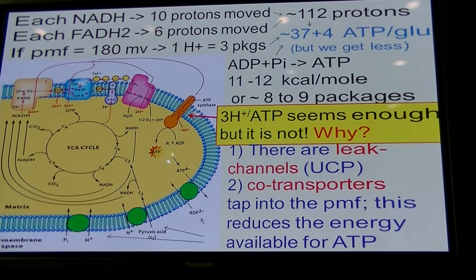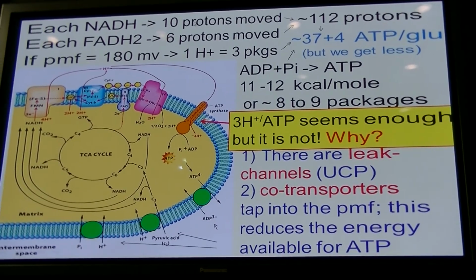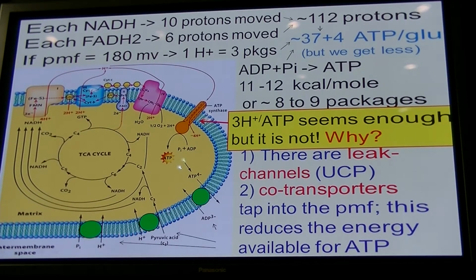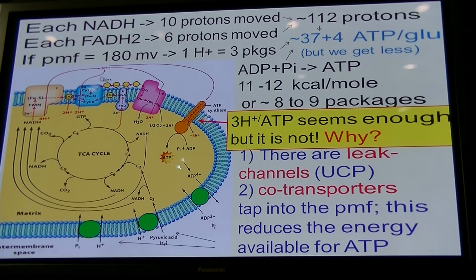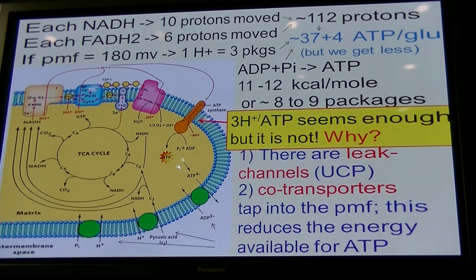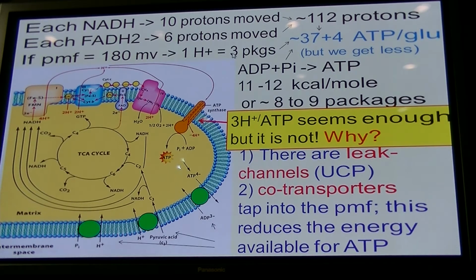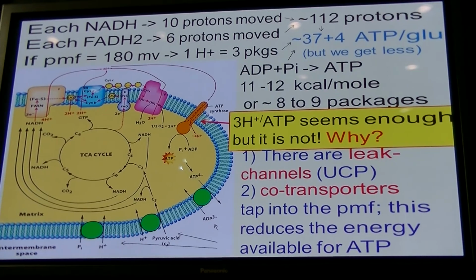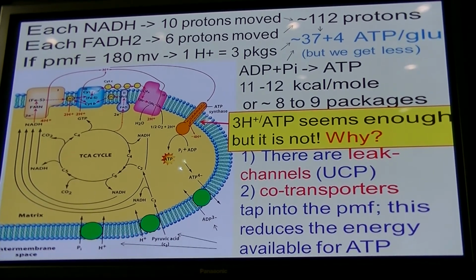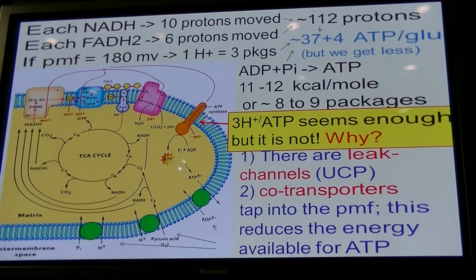Alright. How much energy is in there? Let's think about that. If the electrochemical gradient, the total proton motive force, is roughly 180 millivolts, which is close, then that means that we have for each proton roughly 3 standard packages of energy. Good on that? So if that's true, then we have 3 times 112, that's roughly 330, 340 packages of energy. If you can follow. And if you cannot follow, you should do it again at home. Watch the video.